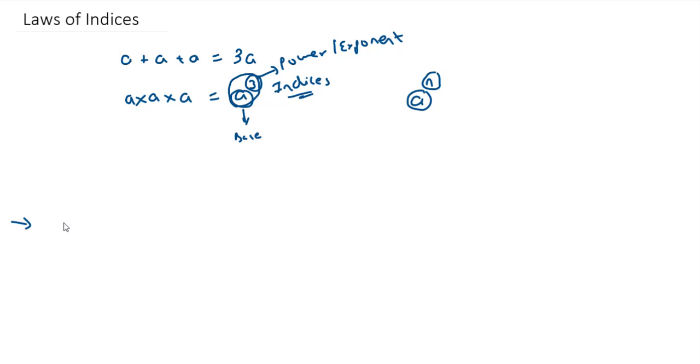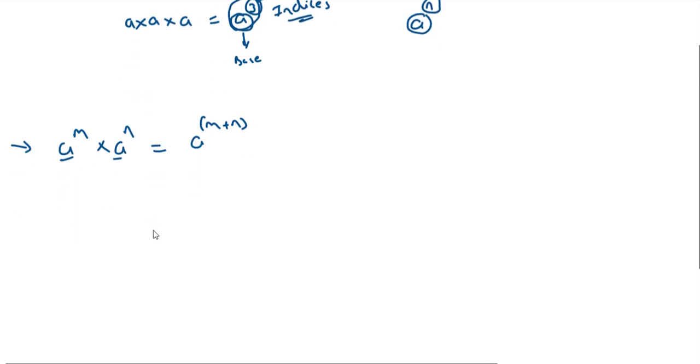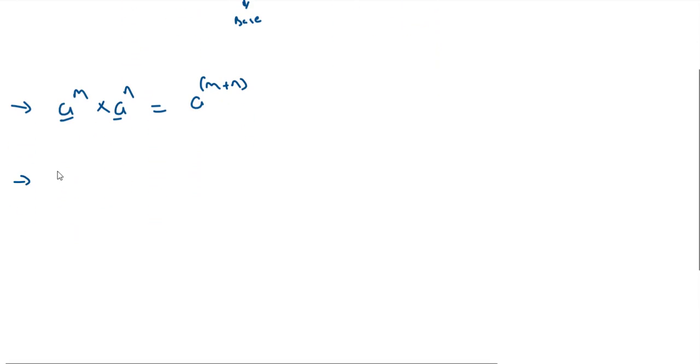The first law, let's say there are two numbers a raised to m into a raised to n. So this product can be written as a raised to m plus n. That is, if the bases of the two numbers are equal, then the powers can be added. The second law, a raised to m upon a raised to n. This can be written as a raised to m minus n. So again, if the bases are equal and the number is in division form, you can subtract the powers.